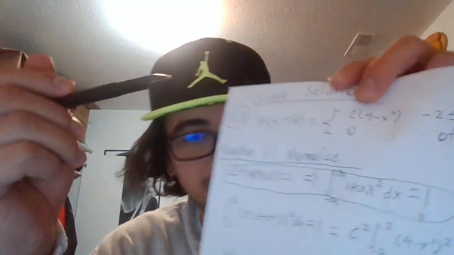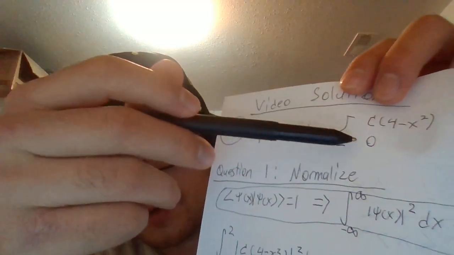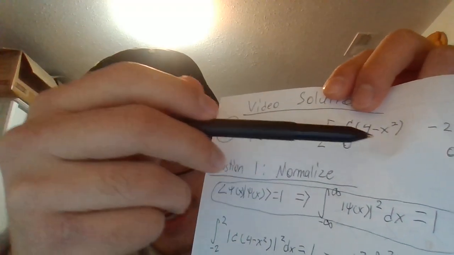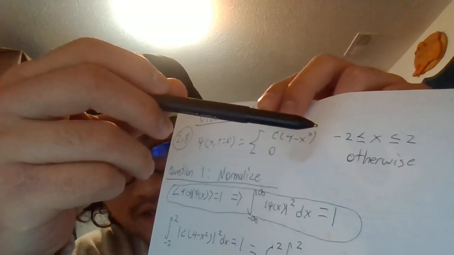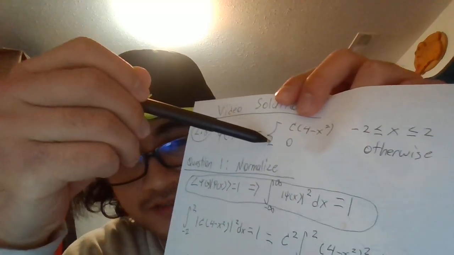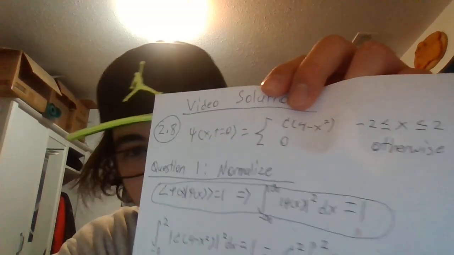Hey yo, this is my video solution assignment for quantum mechanics, and I'm doing problem 2.8. It gives you this wave function at t equals 0. It equals a constant c times (4 minus x squared), in the region where x is between -2 and 2, and it equals 0 everywhere else. So this looks a lot like an infinite square well.